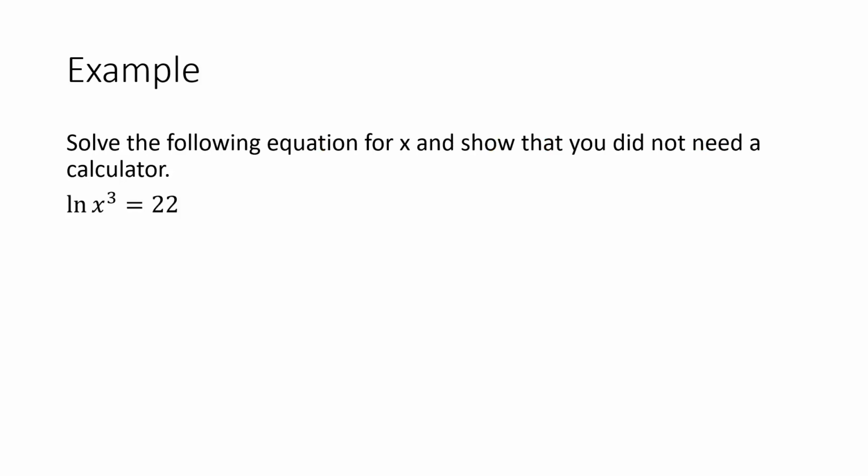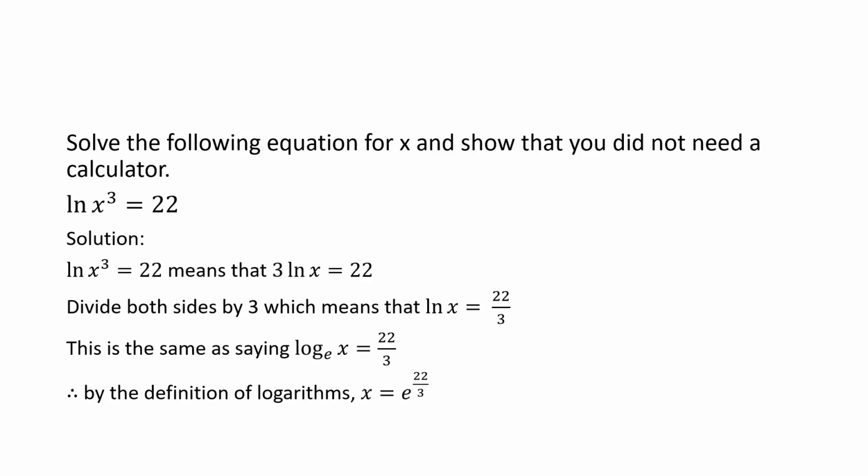In this question here, we want to show we didn't need a calculator. We've got the ln of x cubed equaling 22. So what we can do here, if we know that the ln of x cubed is equal to 22, we know we can put that 3 in front and say 3 ln x is equal to 22. Well, dividing both sides by 3 means the ln of x is equal to 22 over 3.